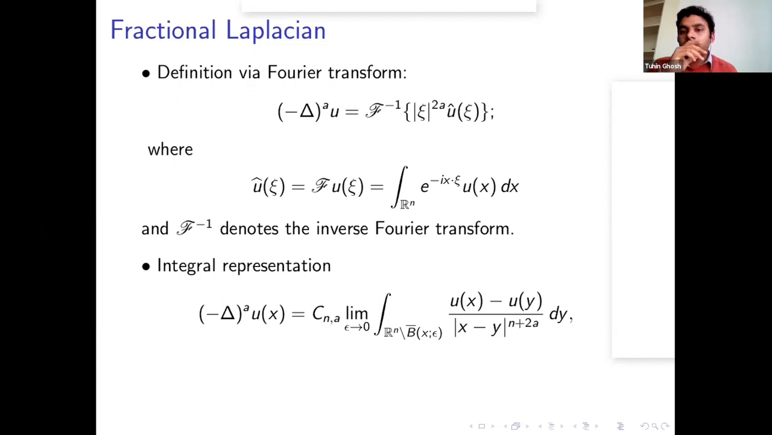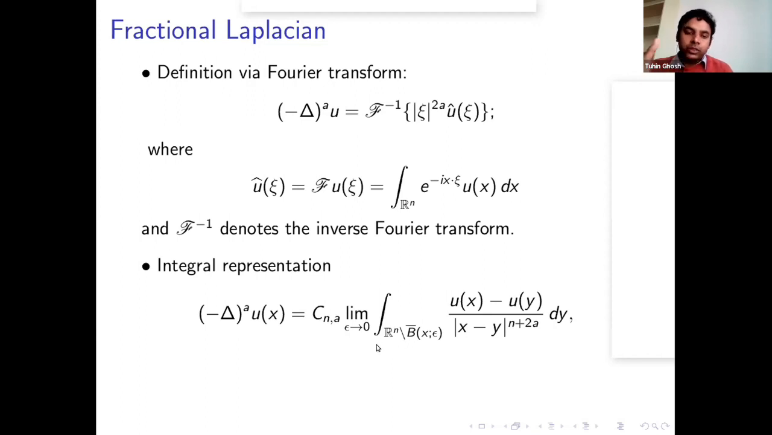And of course, you can invert it. Because you know the Fourier transform of this quantity, you can write it down explicitly. So from the Fourier space to physical space, you can have some integral representation, and that integral representation is given by this object. It's kind of simple: u(x) minus u(y) over |x minus y| to the power n plus 2a. And so you can see that at x equals y, it has a singularity.